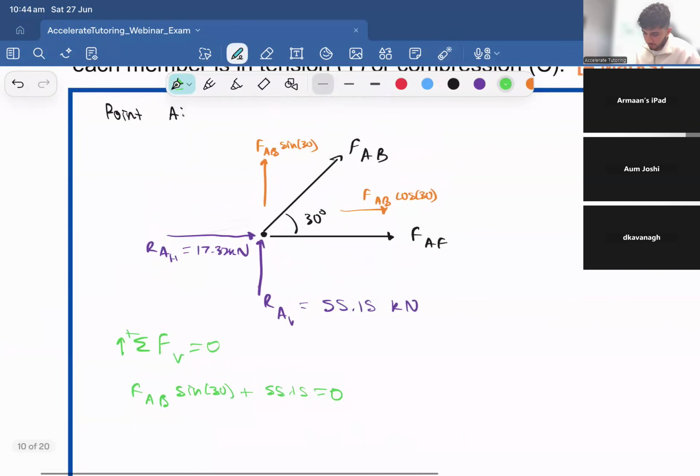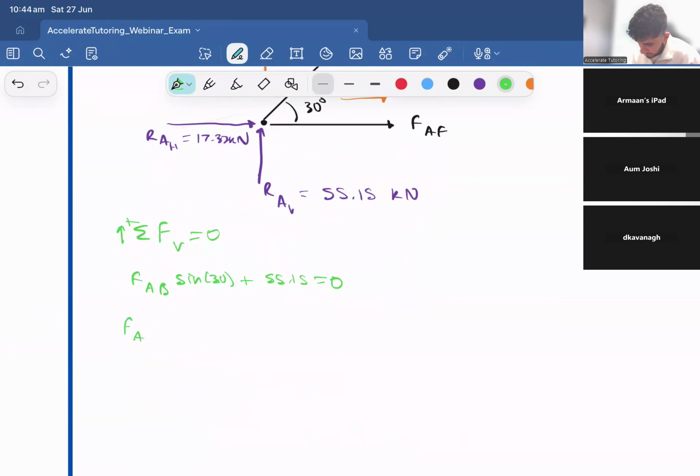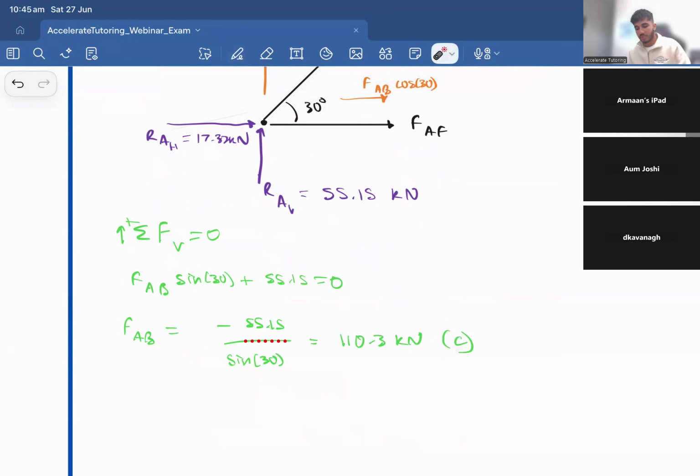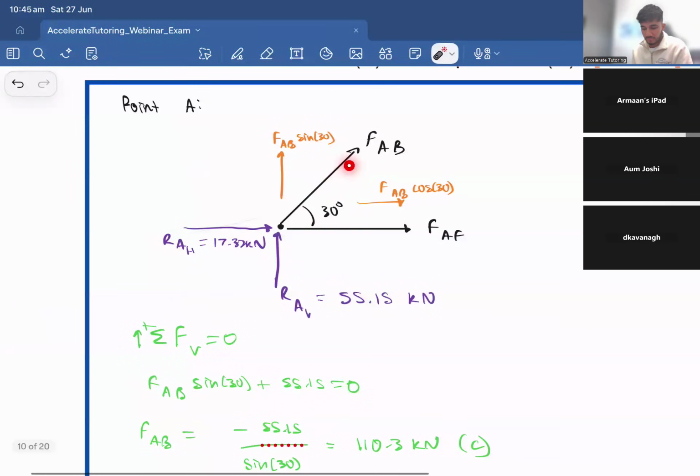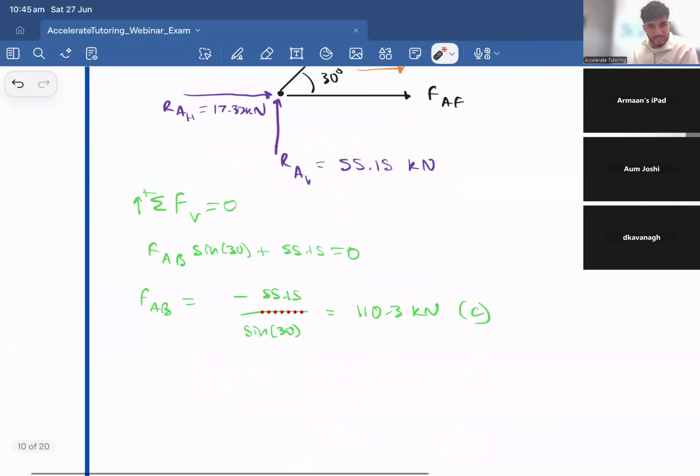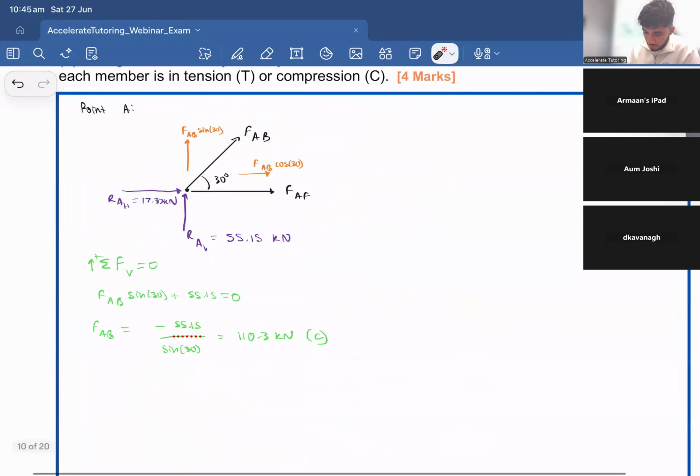Let's look at this. No other forces. Wonderful. So then force AB is equal to negative 55.15 divided by sine 30. That gives us 110.3 kilonewtons in compression. It's in compression because we assumed it's in tension by going away. It gave us a negative value, so therefore it's in compression. Wonderful. Now, for force AF, same thing.